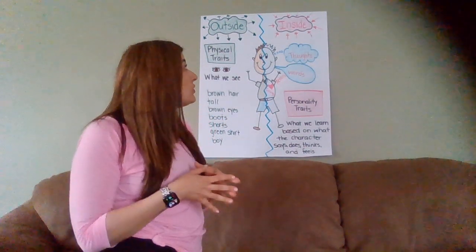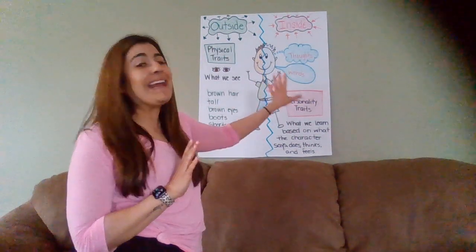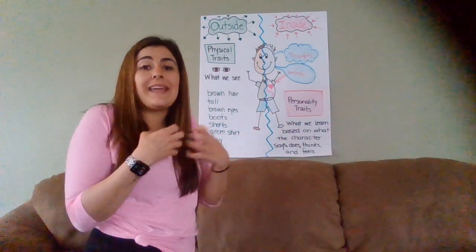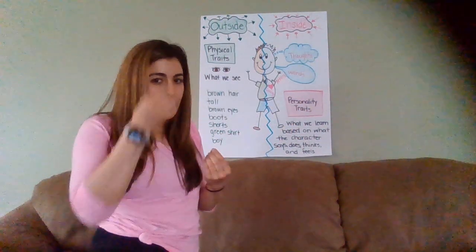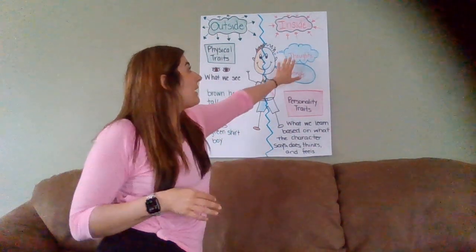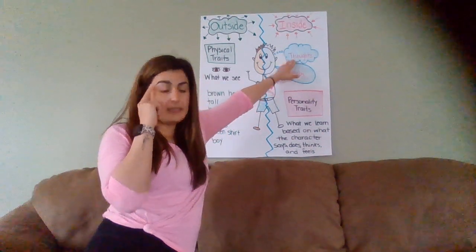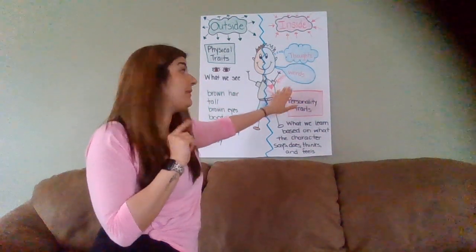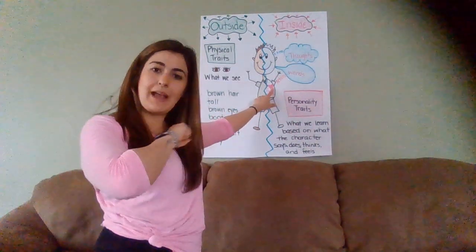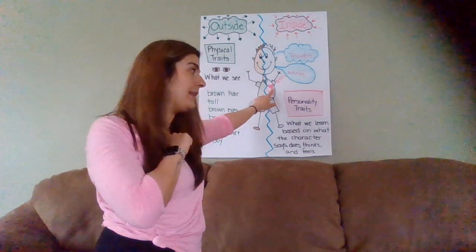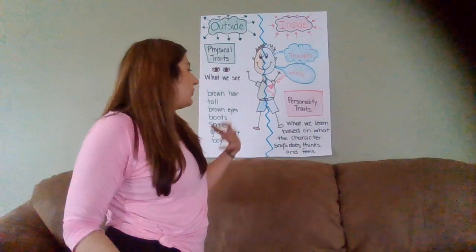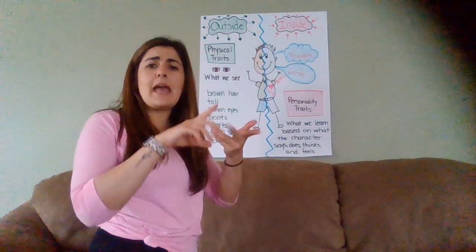But we also can describe characters by their internal characteristics. That's how you can describe someone on the inside. Now that's a little harder because it's not things that you can necessarily see. It's things like the thoughts that they have in their stories, words that they use, their actions, things that they do. I put a heart here because it's kind of like how they feel on the inside, how they act on the inside. It's about their personality. It's what we can learn about what the character says or does.